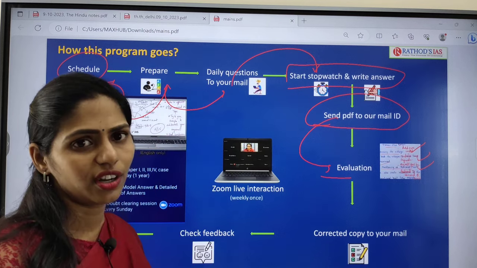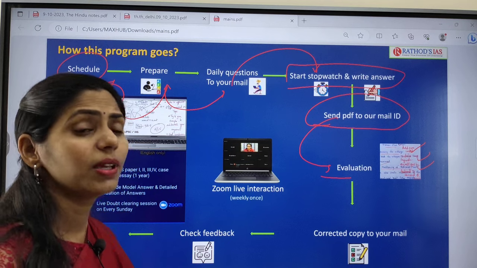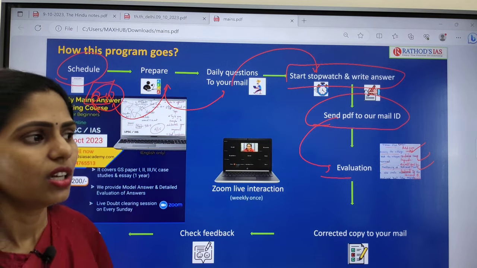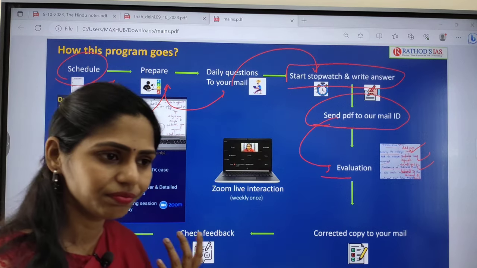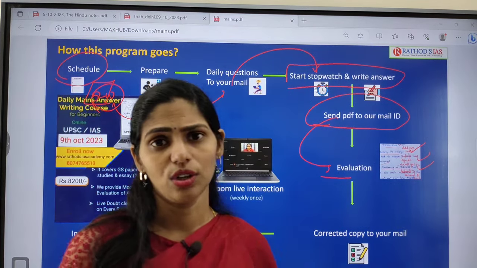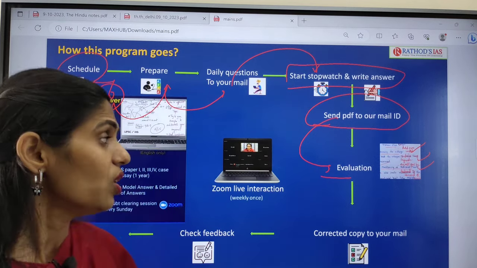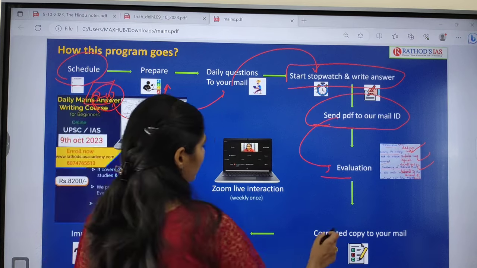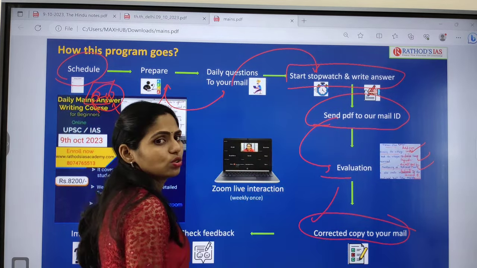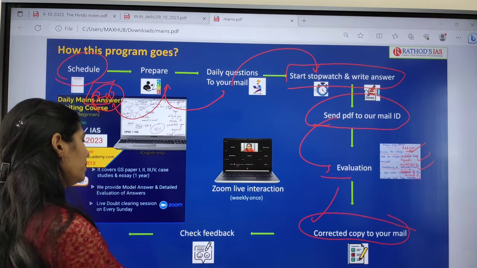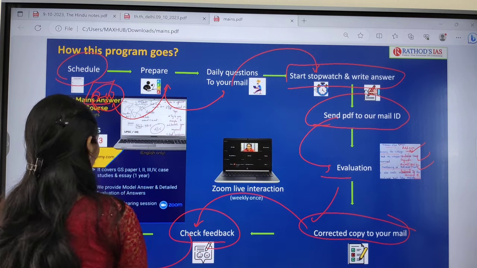For example, if you are not writing the introduction well, we will say where you are going wrong, and we will give you some points that you can add. If there is any data that you have to include, we will give you an idea. Whether you are writing enough content or not, how you are presenting, whether you are presenting diagrams and flow charts or not, everything will be given in a detailed feedback. After that, we will send your answer to your mail, and you will open your mail and check the feedback. Based on that, you can improve.